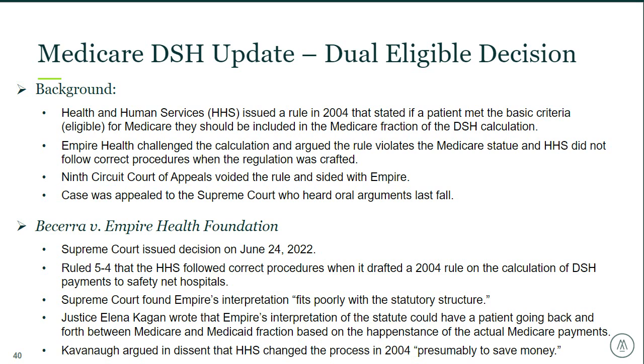So the Empire Health case was appealed to the Supreme Court, and oral arguments were heard last fall. So on June 24th of this year, the Supreme Court issued a decision ultimately siding with the Health and Human Services, and these days will continue to be included in the SSI fraction and not the Medicaid fraction. So in most cases, that's at a detriment to the hospital's Medicare DSH payment, but we know that's an issue that's been outstanding for quite some time. So at least in this regard, there's a little bit of finality in the dual eligible days in the DSH calculation.